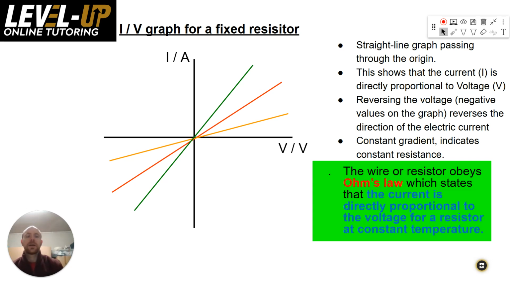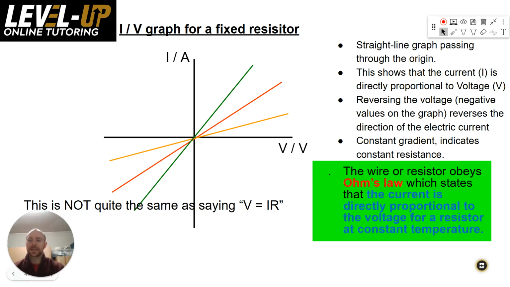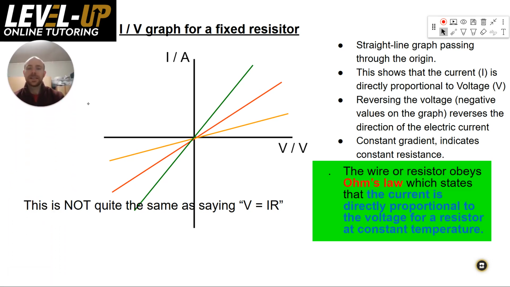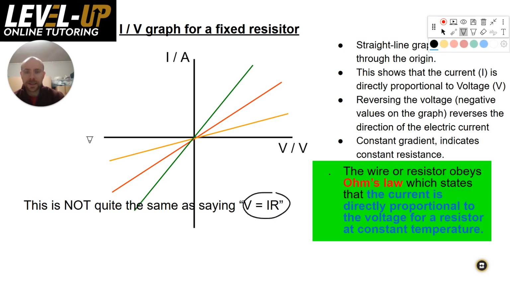So in this case, this wire or this resistor obeys Ohm's law. What Ohm's law states, and this is a definition you do need to know, it's in the green, make sure you write this down, make sure you learn it: the current is directly proportional to the voltage for a resistor at a constant temperature. That is Ohm's law. It is not quite the same as saying that V equals IR. In this particular case, for things that do follow Ohm's law, it's always going to be the case that V equals IR. So I could take a voltage, let's say that was 3 volts, and I had a current of 1 amp.